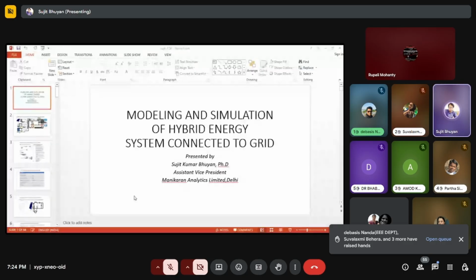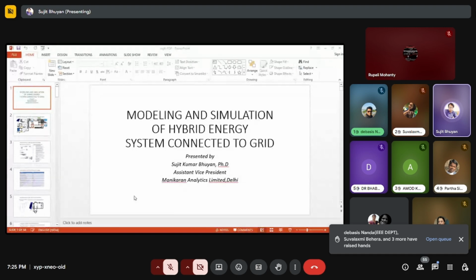Right now, in the industry, hydrogen energy is also growing very fast, so I will show you how hydrogen energy works. Hydrogen is divided into two types: green hydrogen and blue hydrogen. I will brief about that. Prasanthini already told me about the work I am doing right now at Manikaran Limited, the artificial intelligence and machine learning work we do on the load side and the generation side, and I will also give some description about that.